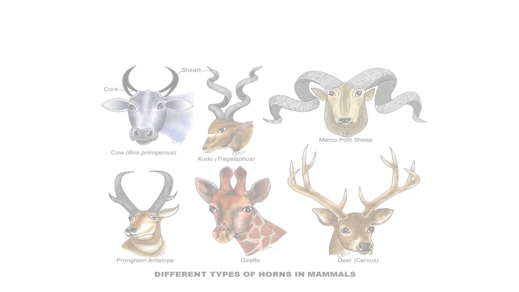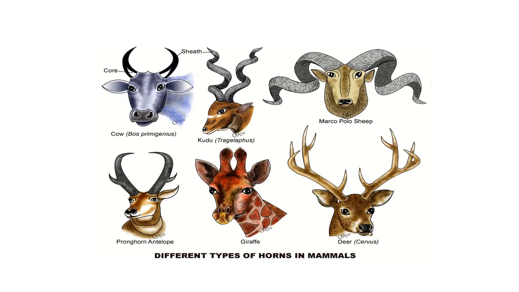You can see the particularly different types of horns in mammals. These horns are also derivatives which are found in mammals.